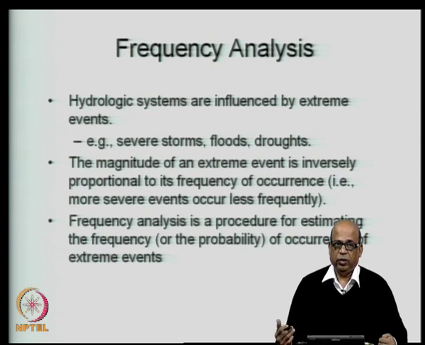For example, we may be interested in the highest level of flood that can occur at a particular location. This may be least frequent compared to other events that we may be interested in at that location. So, the magnitude of an extreme event is inversely proportional to its frequency of occurrence. What do I mean by that? Let us say that we are interested in the magnitude of a flood which on an average occurs every 10 years.